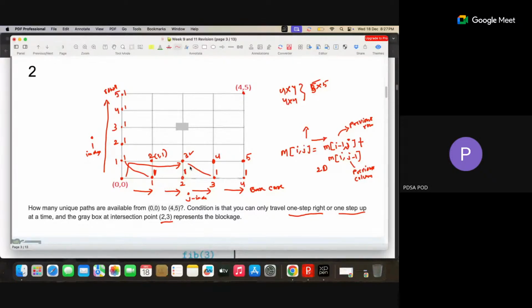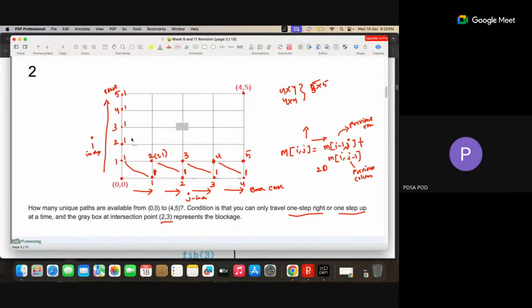So what we are doing is we are calculating the current i,j with the previous i value and the previous j value. So these two we are calculating, this is 3. These two we are calculating is 4. These two we are calculating is 5.